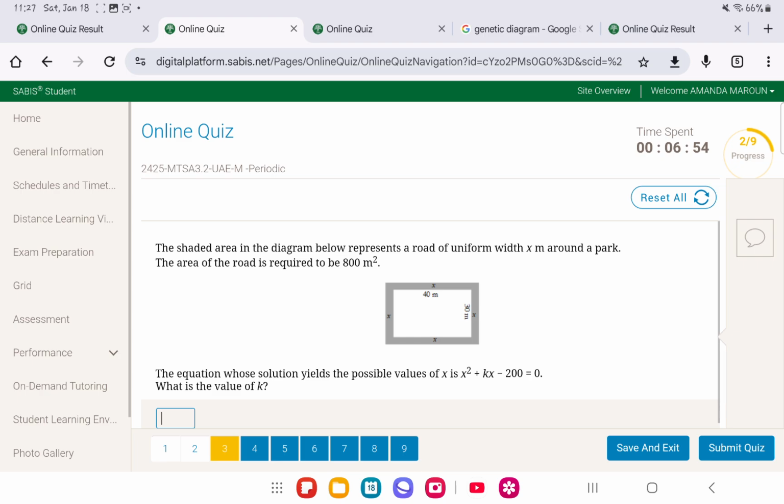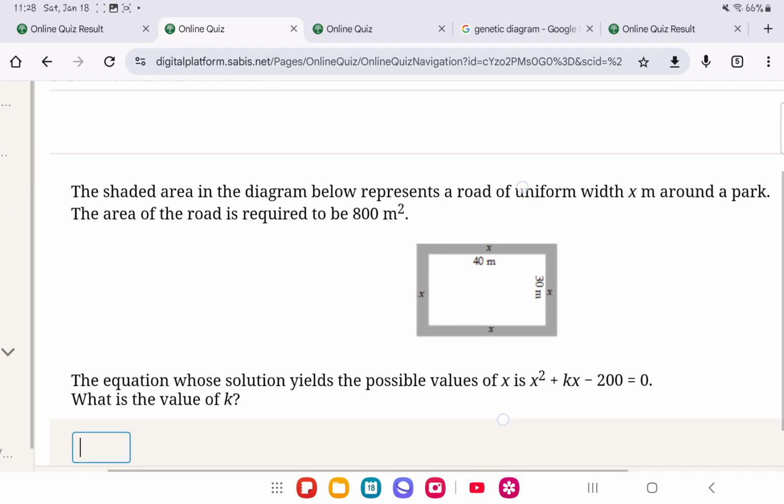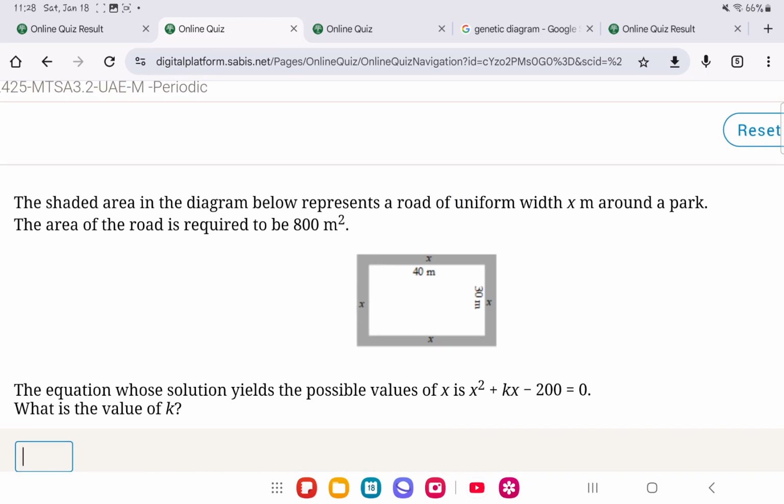The shaded area, the area of the road, is required to be 800 meters squared. The equation whose solution yields the possible values of x is x squared plus kx minus 200. What is the value of k? Now, why is this interesting? This is interesting because it requires a lot of thinking, but in the end it will turn out really easy.